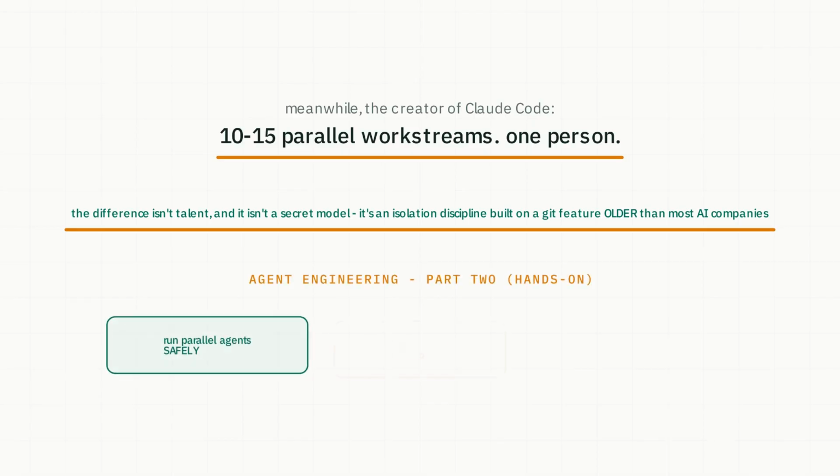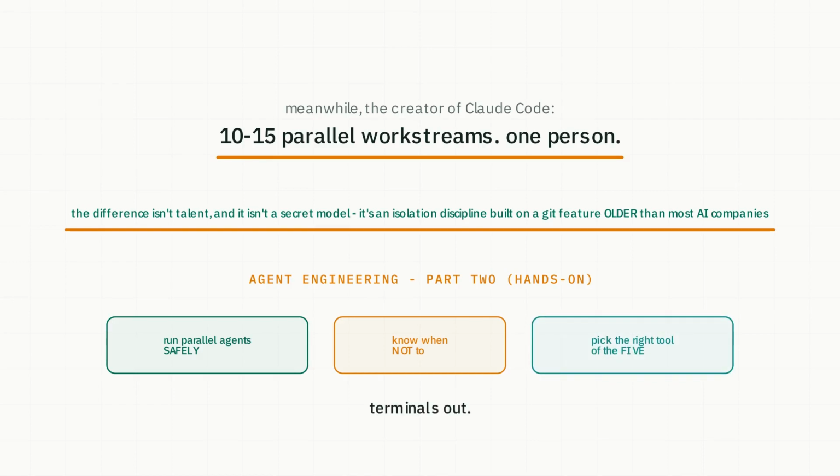This is the hands-on companion to the harness anatomy video, Agent Engineering, Part 2. By the end, you'll run parallel agents safely, know when not to, and recognize which of the 5 parallelization tools fits which job. Terminals out.